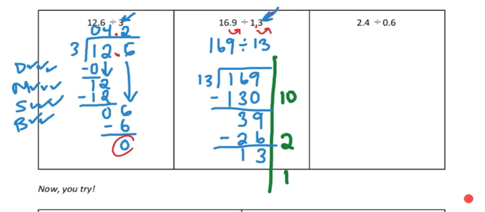Just like it was over here to get to 0, we want to get to 0 on our new one. So I've put the 1 on the outside because 13 times 1 will give me 13, and I subtract these and I get 0, which is the goal. For our very last step, to figure out what's going to go on the top, what's going to be our answer, we're going to add the ones on the outside.